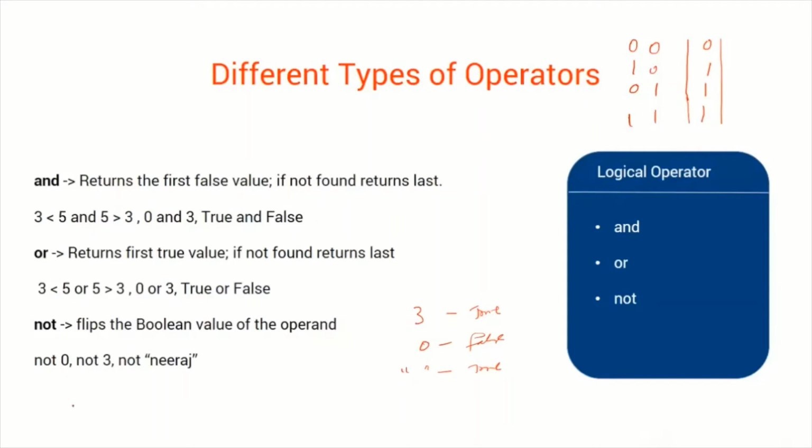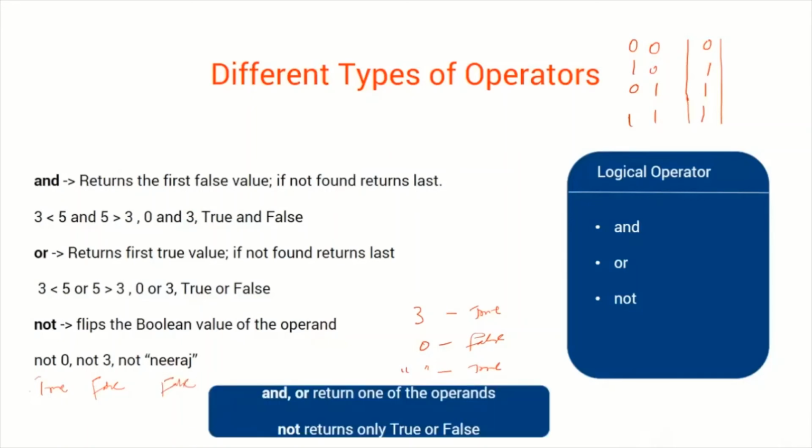So when applying the NOT operator on 0, since 0 represents false and the NOT operator is supposed to flip the boolean value, the opposite of 0 or false is true. In the case of NOT 3, since 3 represents true, not true is false. Similarly, since a string represents true, not true is false. So care has to be taken that AND and OR return one of the operands, as we saw in this case, while the NOT operator returns only true or false.